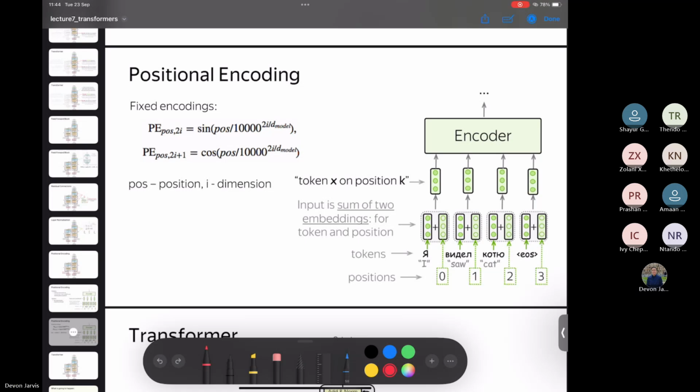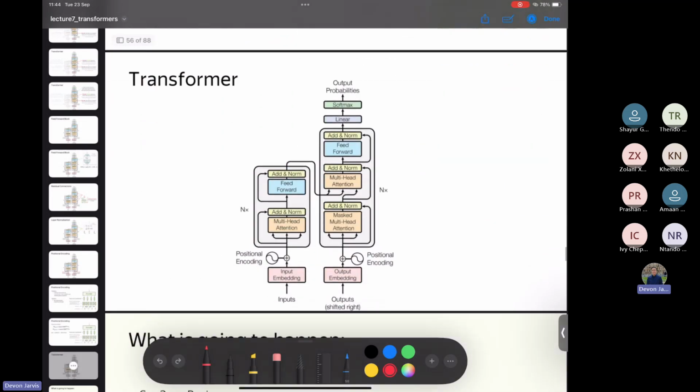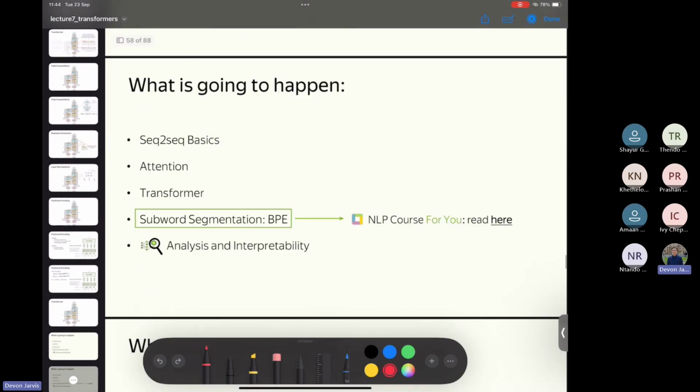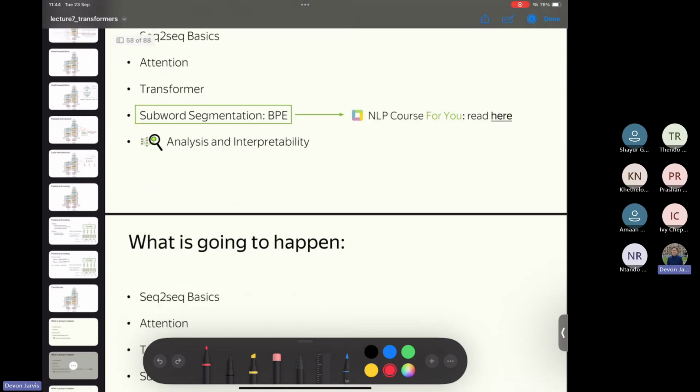Okay. Let's wrap up the last 15 minutes here. So that's our architecture. Then usually this class goes into BPE, but we did that earlier.